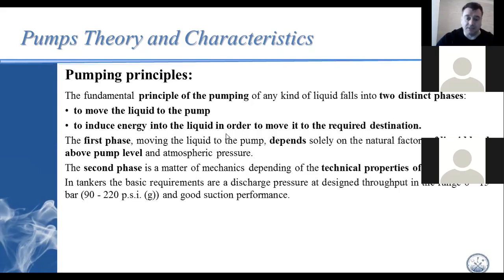So I strongly suggest you check YouTube to find material on how to correctly operate the pump when you are on board. And don't push it far away, saying, oh, when I am chief officer. No, you must study how the pump works today already. You must keep in your brain how the pump works, the principle of pumping liquid, transferring the liquid by the pump.